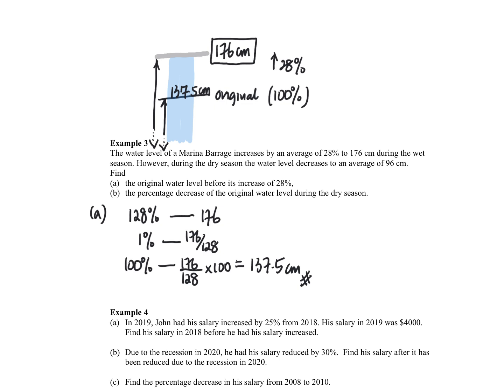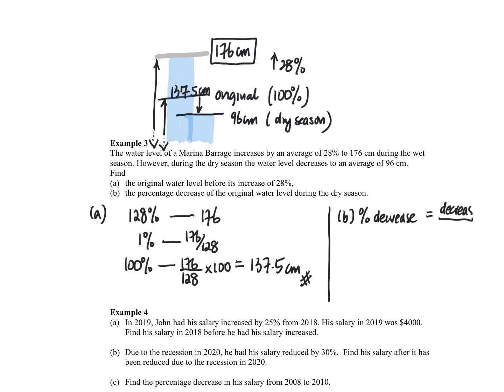Next it says during the dry season, this water level drops to this height. So it drops by this much during the dry season. Now they say, can you find the percentage decrease of the original water level? So just now our recap is percentage decrease is decrease over original times 100%.